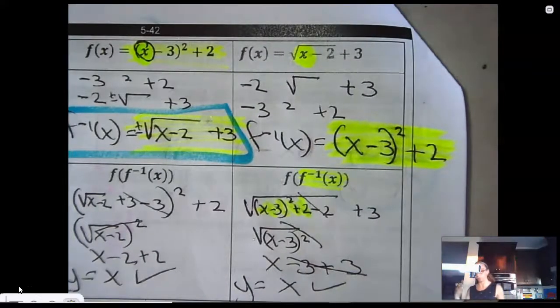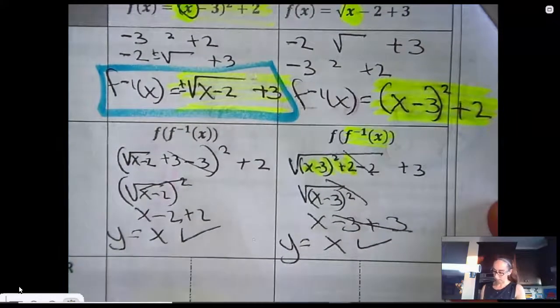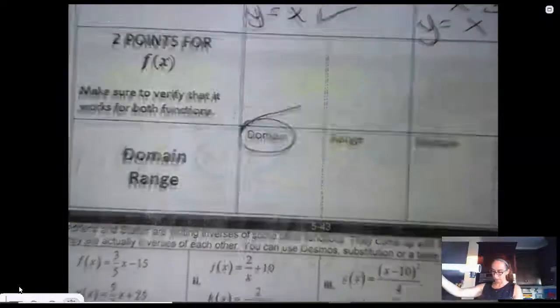You know, you're good. We know the points. And if this is the domain, it's the domain and range for each. That's good enough. You guys get the idea.